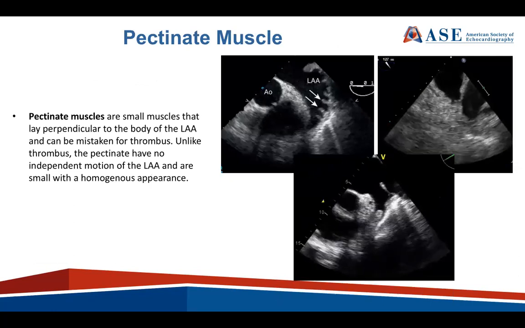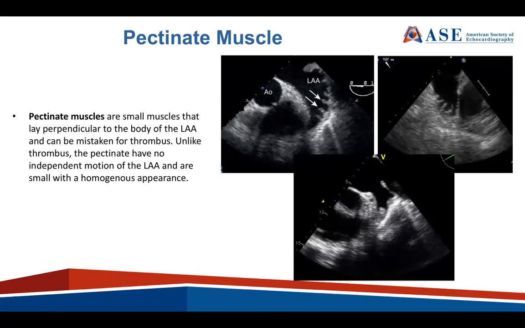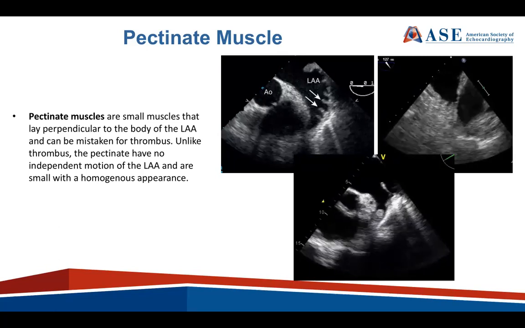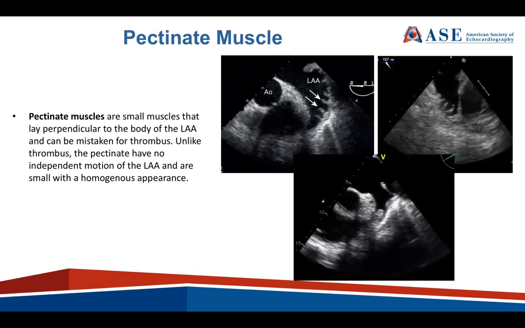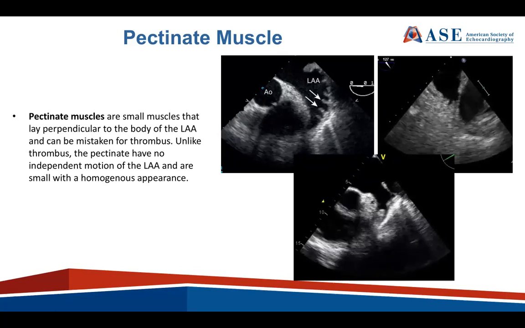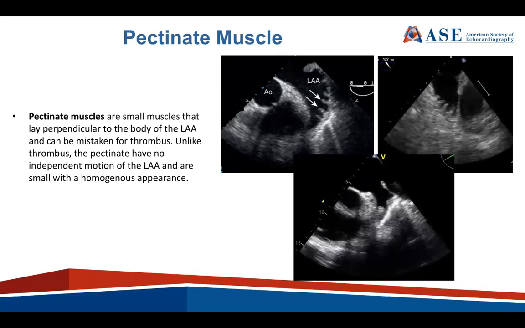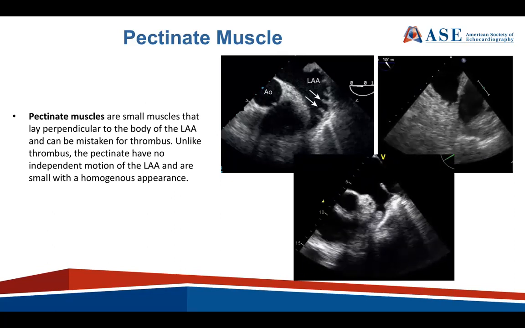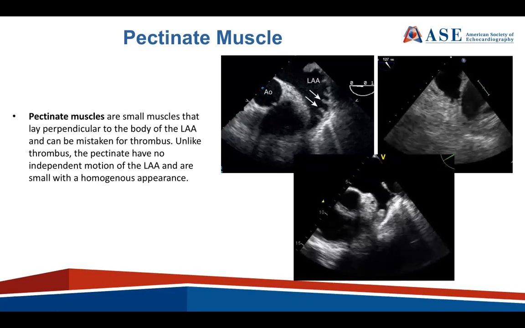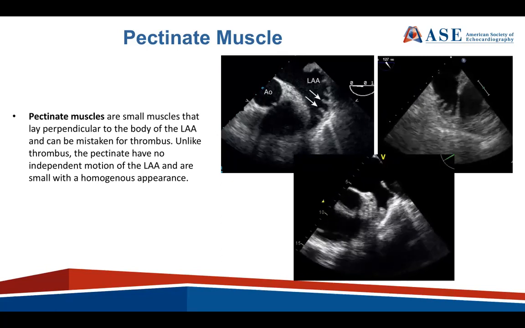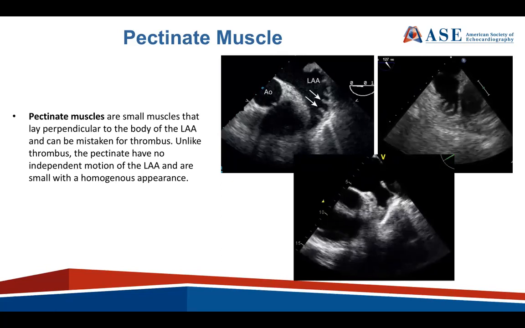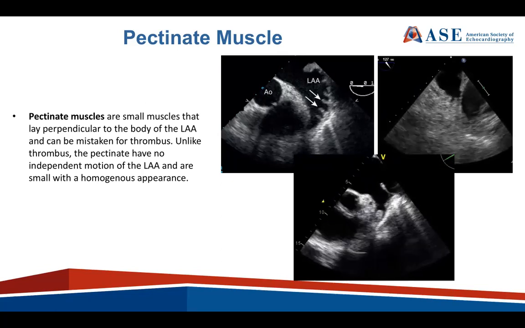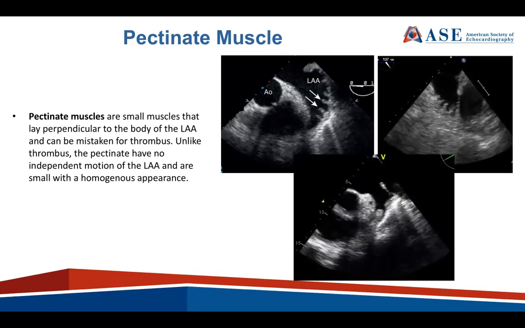Pectinate muscles are small muscles that lie perpendicular to the body of the left atrial appendage, and they can sometimes be mistaken for thrombus. The difference between pectinate muscle and thrombus is that usually with thrombus, there's an independent motion of the cardiac mass that you're seeing within the left atrial appendage, whereas pectinate muscle really doesn't move in such a fashion. They're typically small and linear, whereas thrombus can be more irregularly shaped. So the top two clips show pectinate muscle, while the bottom video shows a left atrial appendage thrombus. So they look very different.